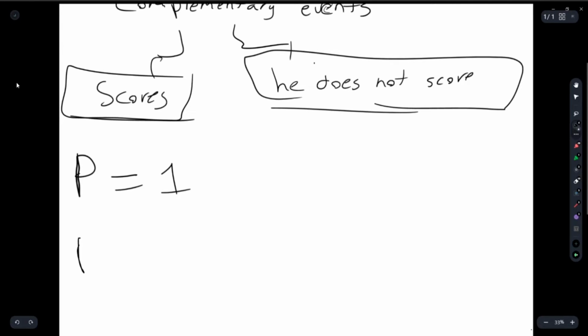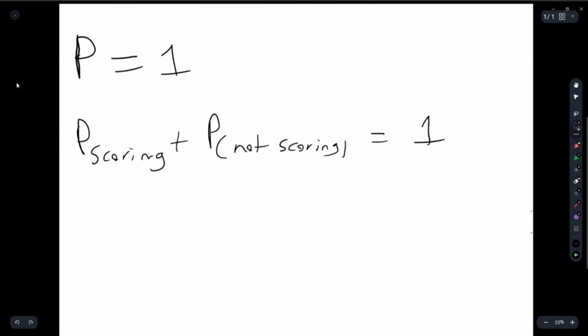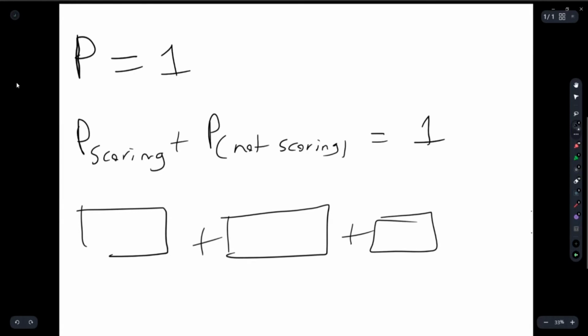So the probability of him scoring plus the probability of him not scoring will equal 1, the complete probability. If we had 3 probabilities, for example, and these are the only probabilities we have for that event, it will equal 1. It will always equal 1 as long as you mention every single probability.